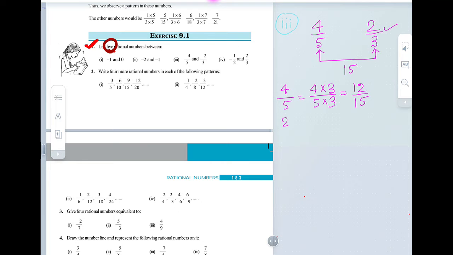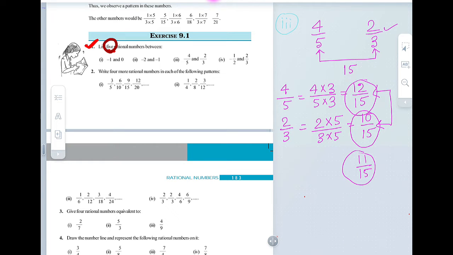Similarly for this one, 2 by 3 can be written as 2 into 5 by 3 into 5, which is coming as 10 by 15. Now see, if we want to calculate this in the previous way, we are only getting one rational number between these two, which is 11 by 15, but we have to find 5 like that. So it will be better if you just take the next multiple of 15. See how to do this.